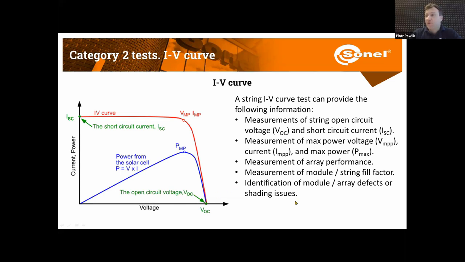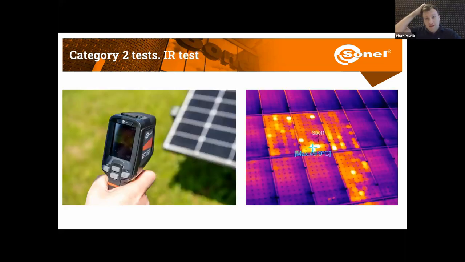Okay, we need to remember that to check the current voltage curve, we need conditions for the light intensity above 700 watts per square meter. Another test, which is described by category 2, is the thermographical test. Here the standard defines 4 types of thermographical tests: the general one, module hotspots, bypass diodes, and cable connections.